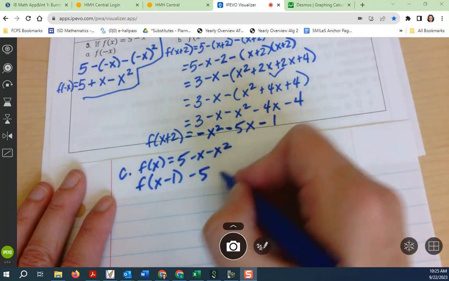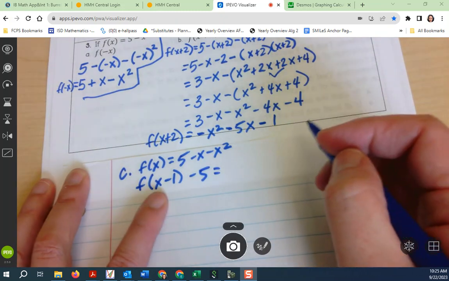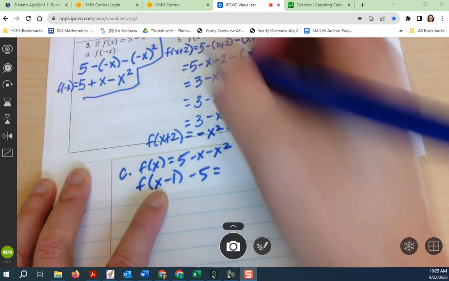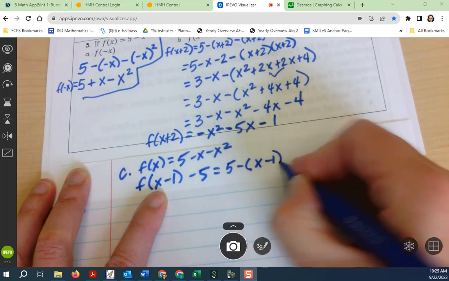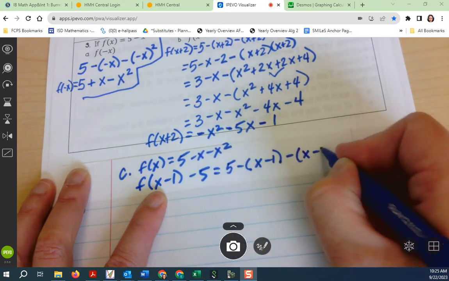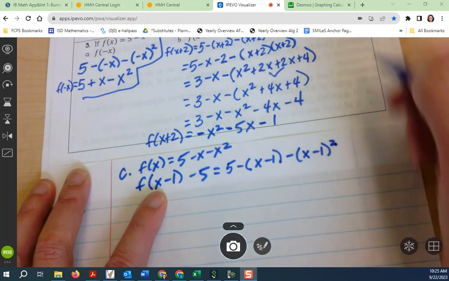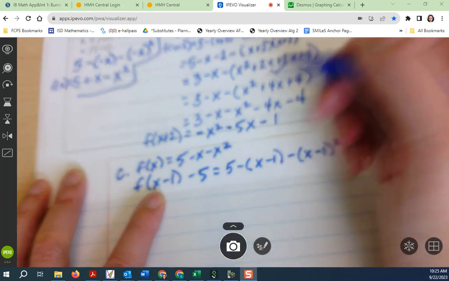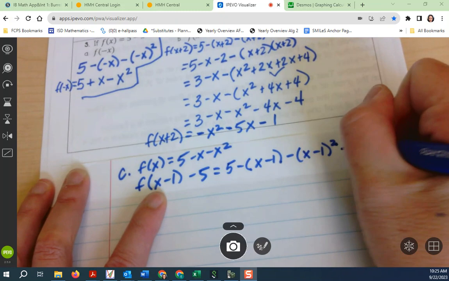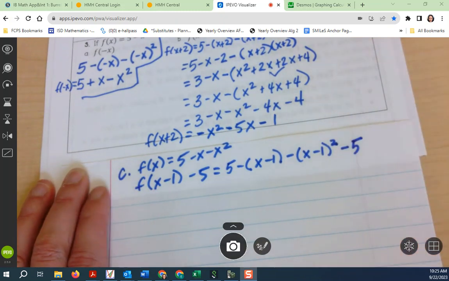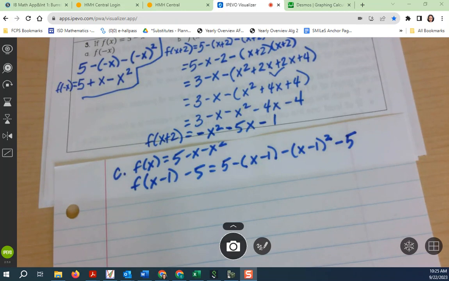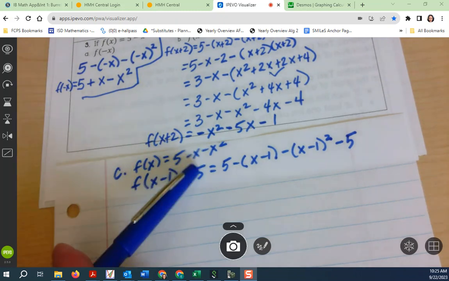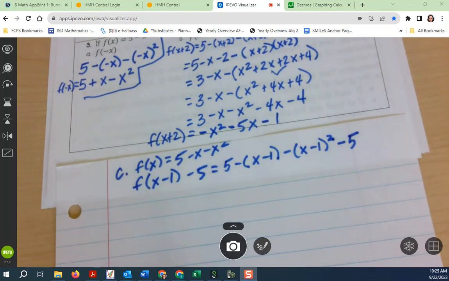Okay, so what I'm going to do is put x minus 1 in for the x: 5 minus (x minus 1) minus (x minus 1) squared. And then it says to put a minus 5 at the end. You just subtract a 5 at the end. So I substituted x minus 1 for all the x's, and then it just says subtract 5 at the end. That's all.